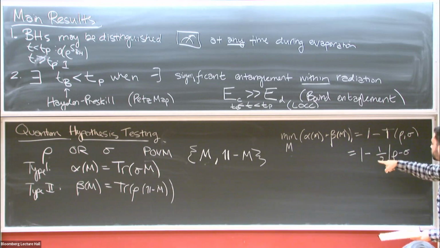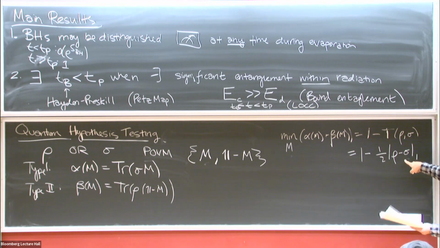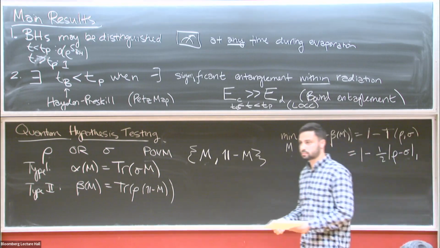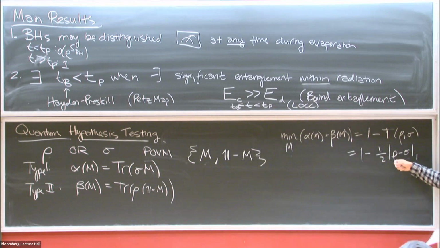It's just 1 minus half of the trace norm, the one norm of rho minus sigma. So if rho and sigma are the exact same states, you're not going to be able to distinguish them, and you're going to get a large error probability necessarily. But if these are very different states, this thing will be close to 2, and you have very small error probabilities.